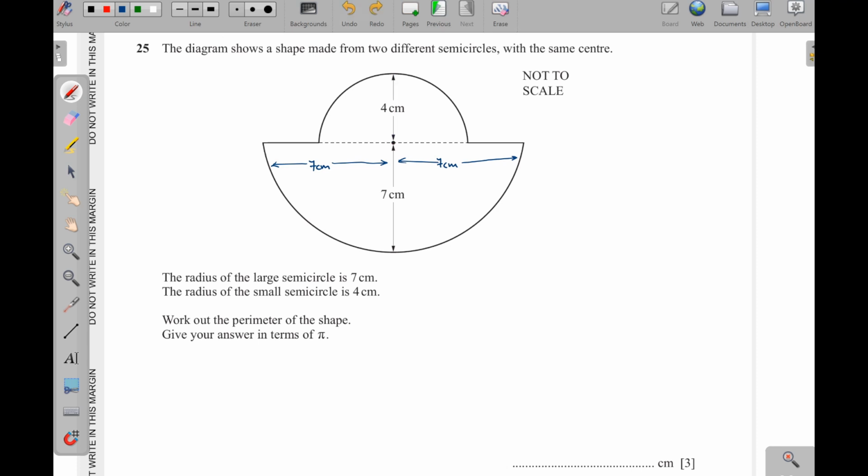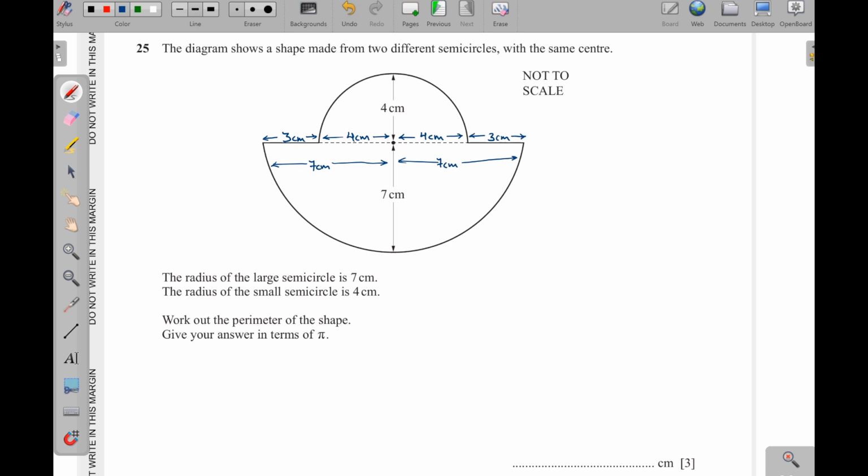Okay, then they said that the radius of the small semicircle is 4 centimeters. So this is 4 centimeters. That means from here up to here is 4 centimeters. Even here it is 4 centimeters. You see that? So if from here up to here is 7, that means here we are having 3 centimeters. Not so? Because 4 plus 3, you are getting what? A 7. Simple as that. Even here we are having 3 centimeters. You see that?